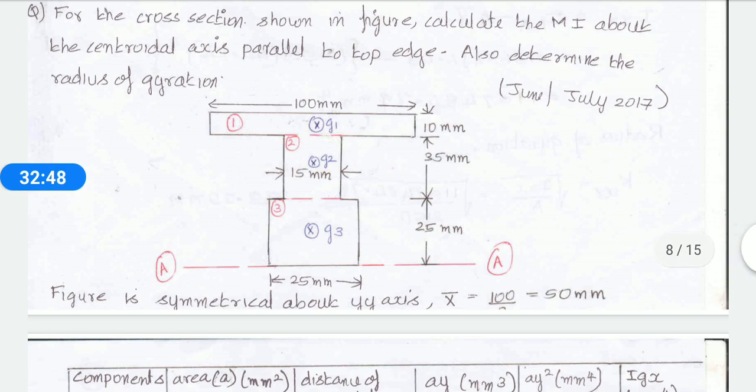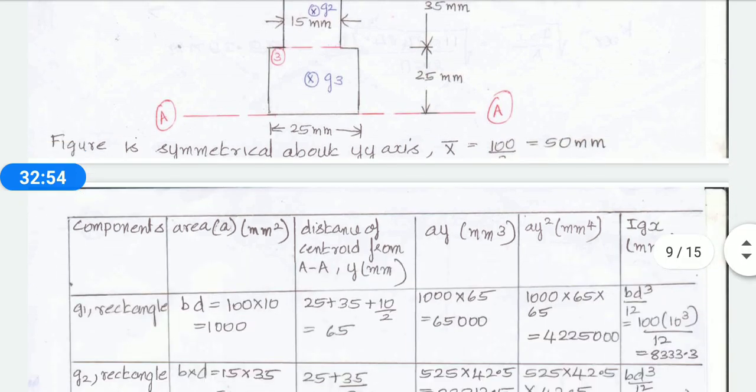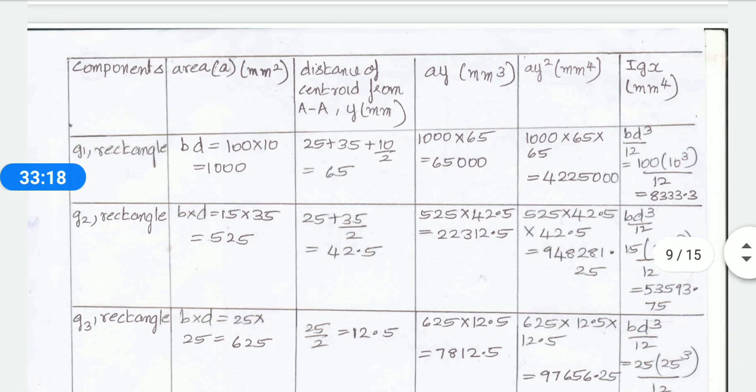Here we have three different components. All three are rectangular, but of different sizes. So we are taking three rectangles. The area we are going to find separately according to the values, and we are going to find our y value. Why? Because our aim is to find only the I_xx value. If you want to find the I_yy value, you need to calculate x also, but here it is not required, so we are going to find only the y value.